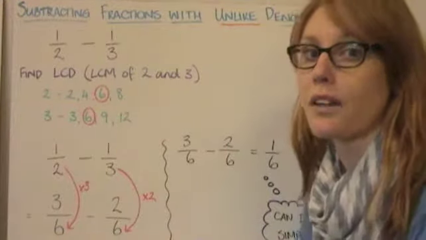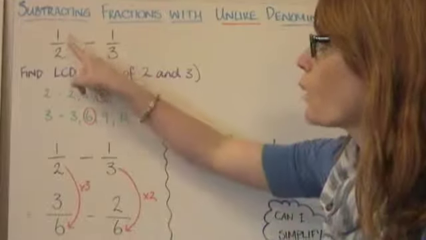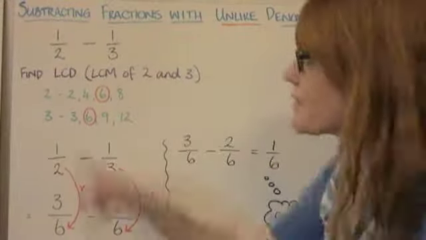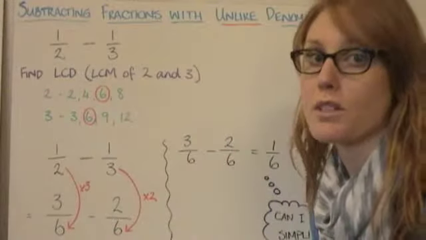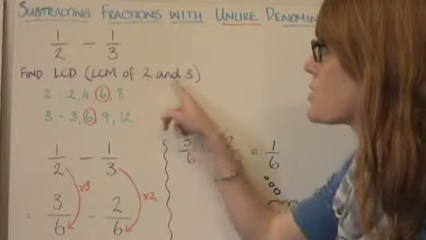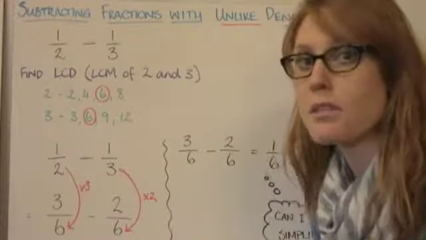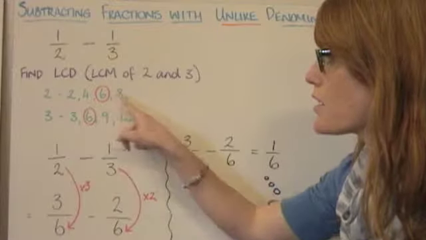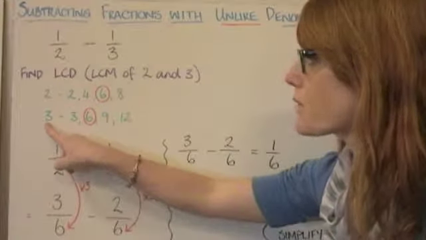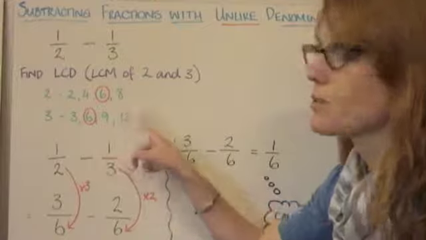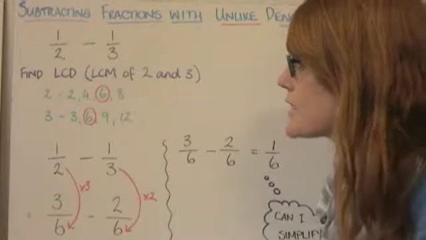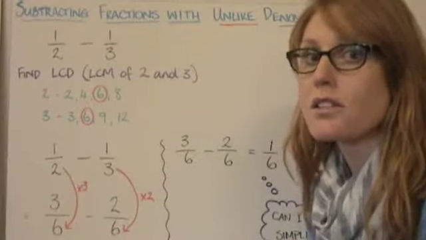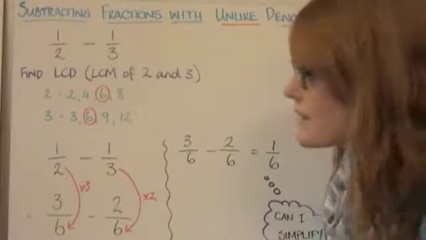Subtracting fractions with unlike denominators. 1/2 minus 1/3. Again, we need to find the least common denominator, which is the least common multiple of our denominators 2 and 3. So I list the multiples of 2 and 3. The multiples of 2 are 2, 4, 6, 8, etc. The multiples of 3 are 3, 6, 9, 12, and so on. And I can already see that the least common multiple of 2 and 3 is 6. So our least common denominator will be 6.